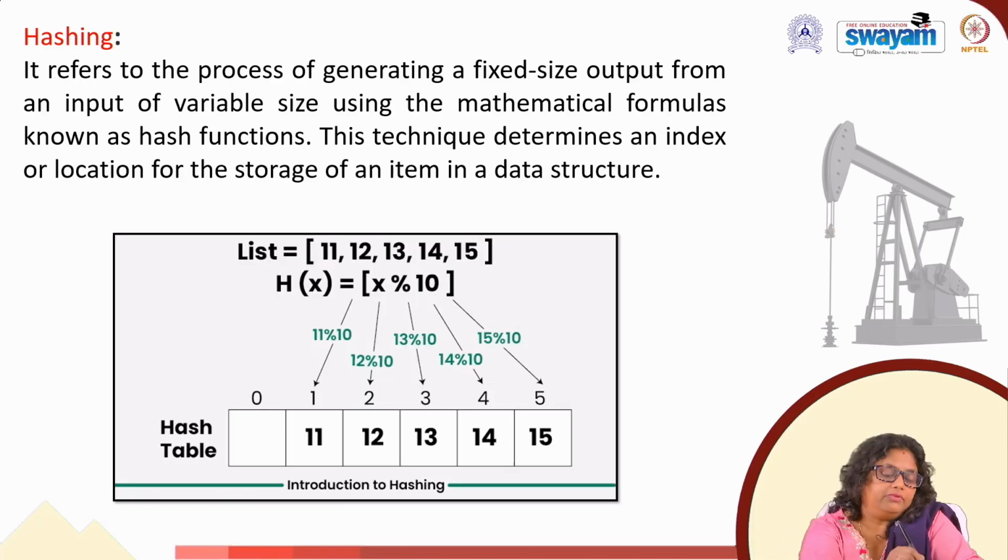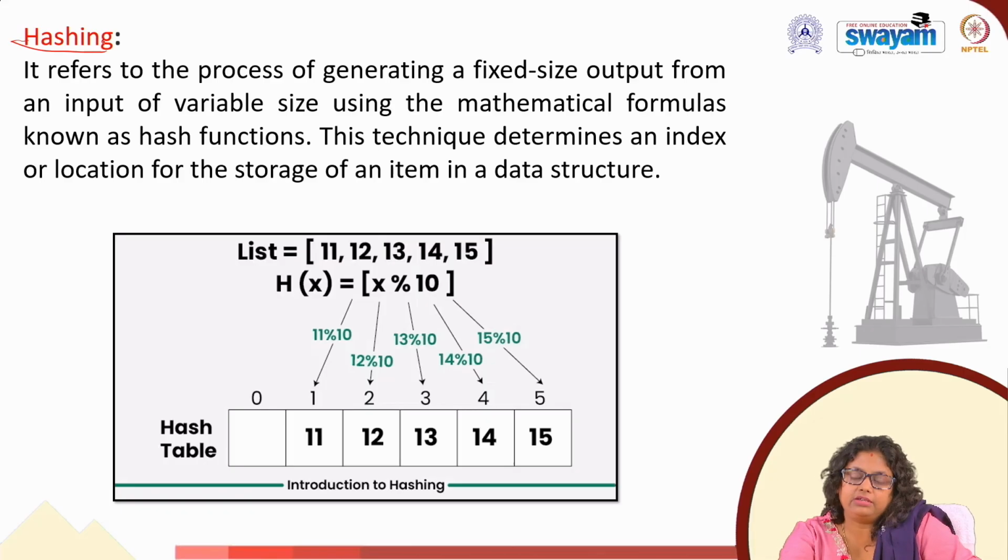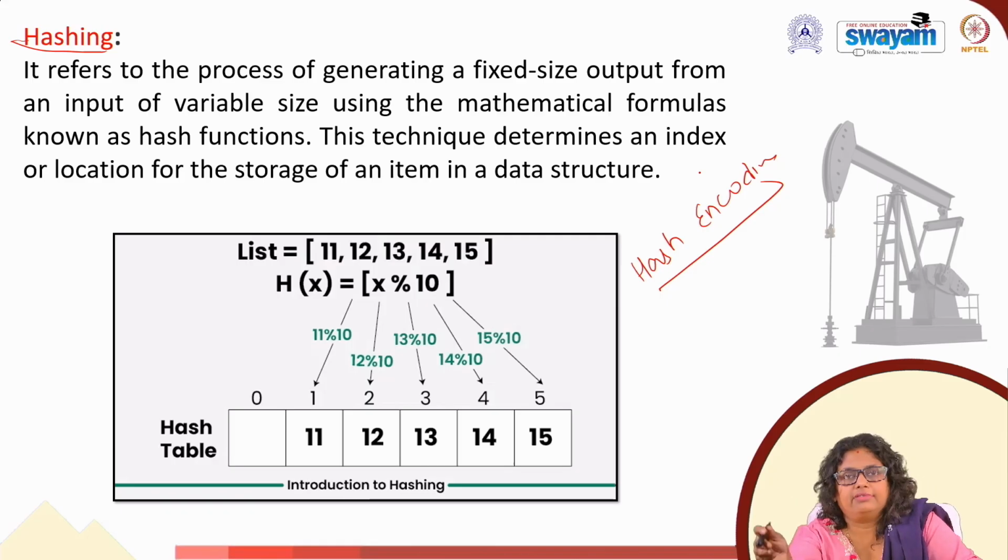Now moving ahead, the second thing is hashing. First we are understanding what hashing is and how it works, then we will move to hash encoding, which is part of categorical encoding. So what is hashing? It refers to the process of generating a fixed size output from an input of variable size using a mathematical formula, and that formula is called a hash function.